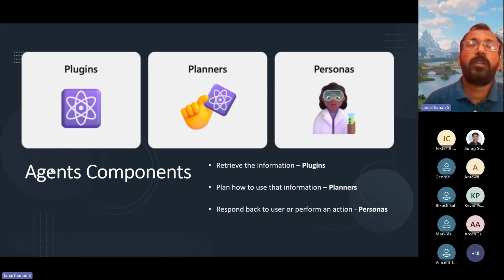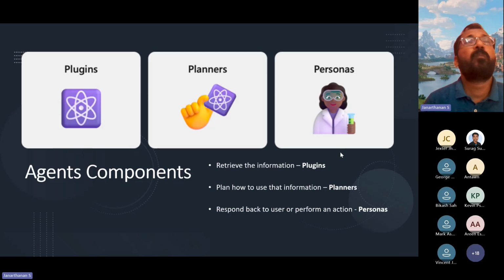And there are three important components of the semantic kernel agent. One of the components is plugin. When I say plugin, we have several built-in plugins available where you will be able to retrieve information about a file, about a string, about a mathematical operation, about a time-related plugin. For that particular purpose, we will be using plugin as a concept.